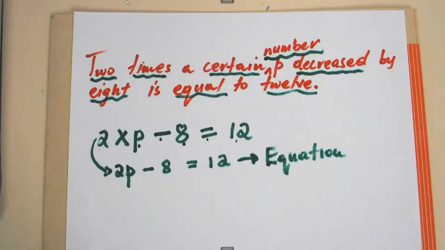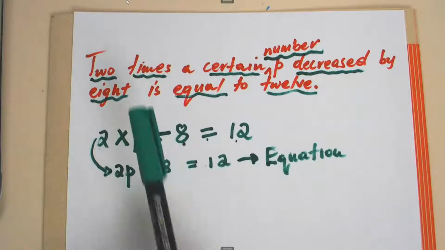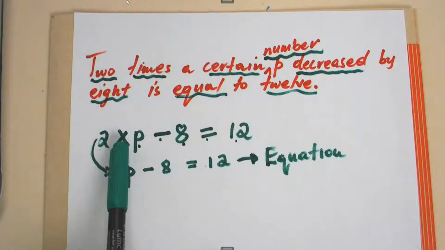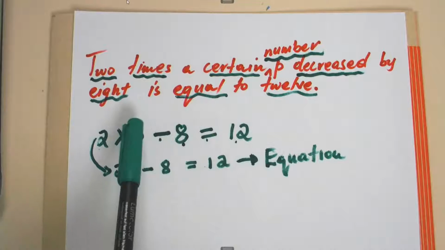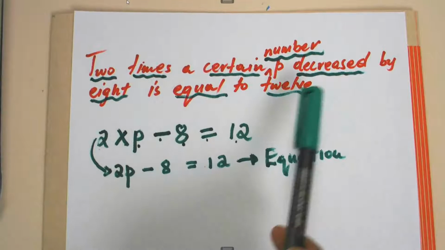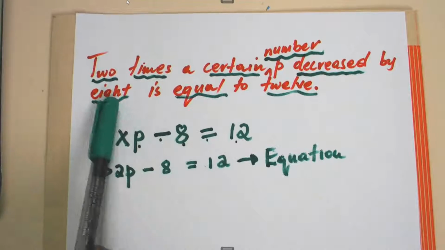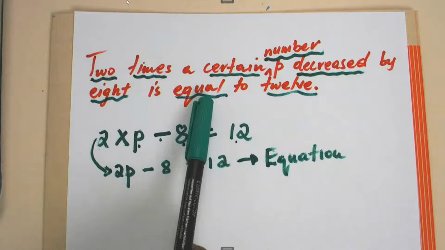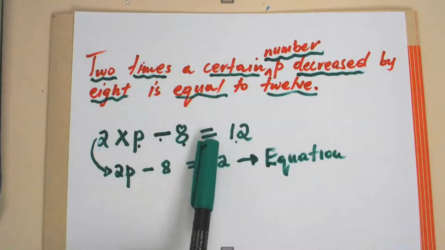So I broke it down and I wrote everything. I underlined all that I'm going to use. Can you see everything that has been highlighted there, guys, or underlined? I used it because there is 2. Times, there is times. A certain number p is a variable. Decreased, minus 8. Equal has been underlined. Equal is there as a sign now. We know how to write it as a sign.